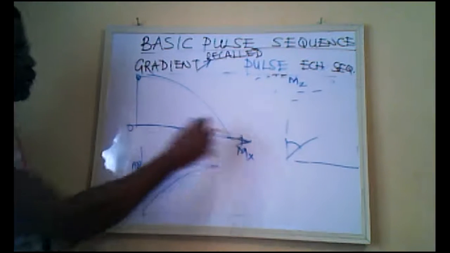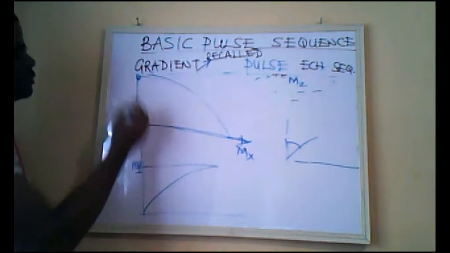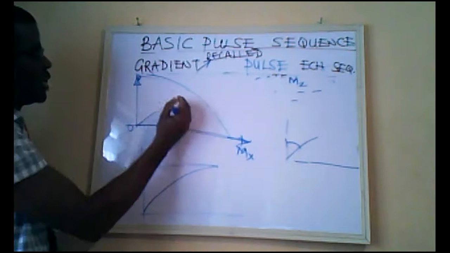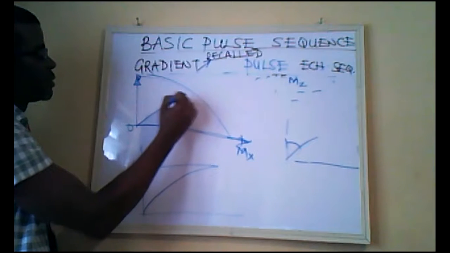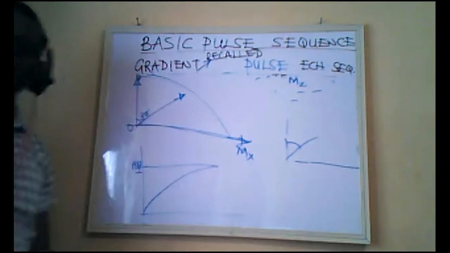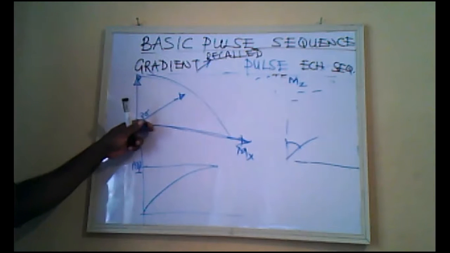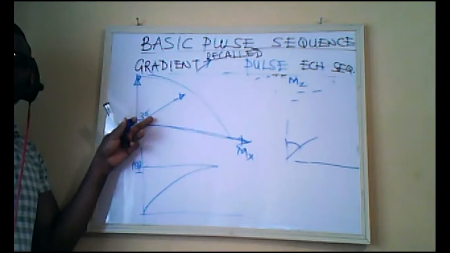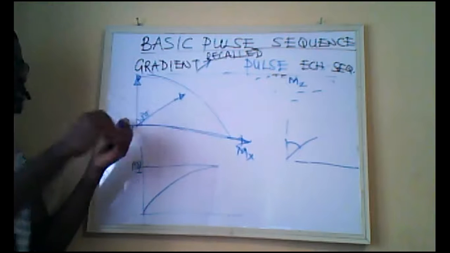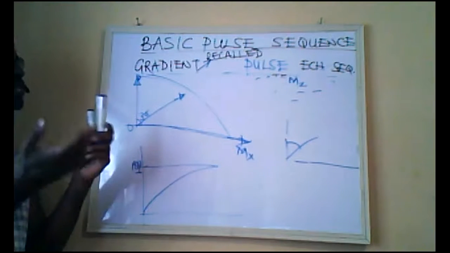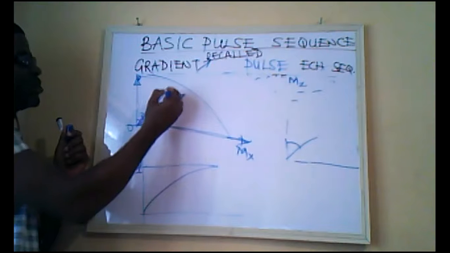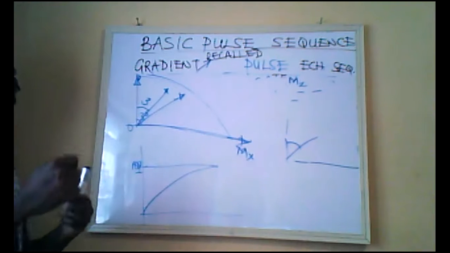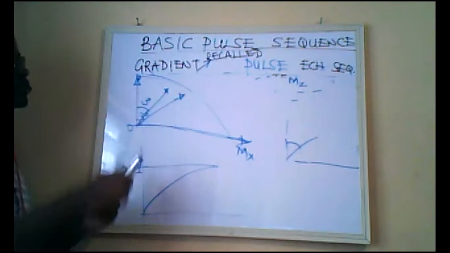But if you don't knock it all down to 90 degrees, assuming we knock it down by about 30 degrees, it is going to take lesser time to grow back to its maximum value. And if we apply 15 degrees and so on, the same thing is going to happen. It's going to take much lesser time to grow back to its maximum.